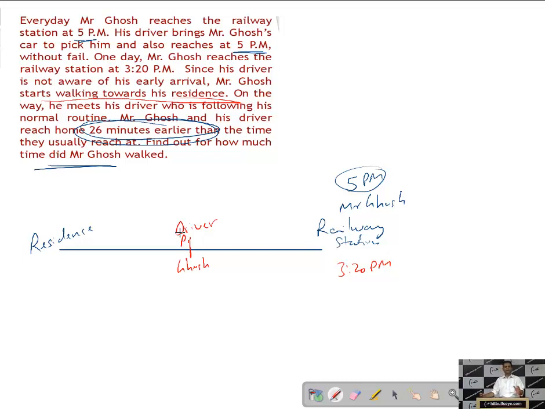Now what is the saving? Why, student, you have to think why 26 minutes is saved. Because from this point the driver will pick up Mr. Ghosh and go back to their residence. And what is the saving?